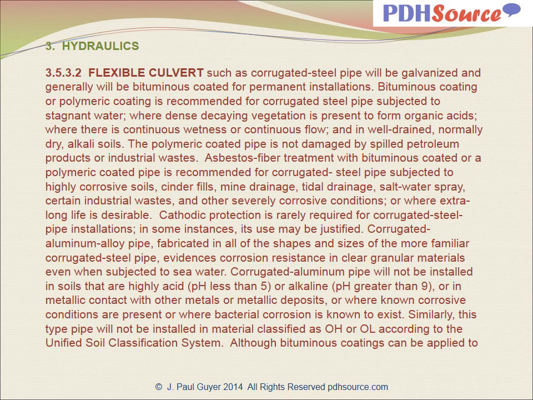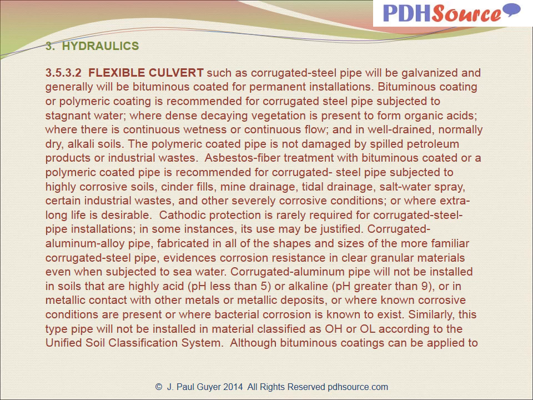Corrugated aluminum alloy pipe, fabricated in all of the shapes and sizes of the more familiar corrugated steel pipe, evidences corrosion resistance in clear granular materials even when subjected to seawater. Corrugated aluminum pipe will not be installed in soils that are highly acidic, pH less than 5, or alkaline, pH greater than 9, or in metallic contact with other metals or metallic deposits, or where known corrosive conditions are present, or where bacterial corrosion is known to exist. Similarly, this type pipe will not be installed in material classified as OH or OL according to the Unified Soil Classification System.